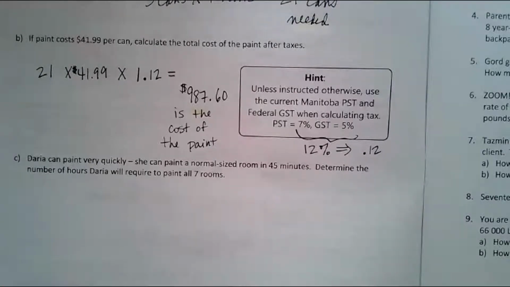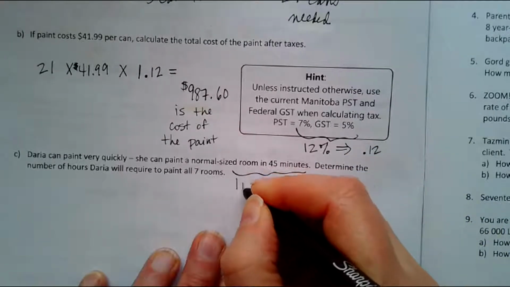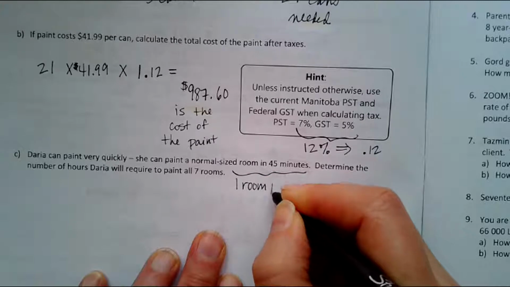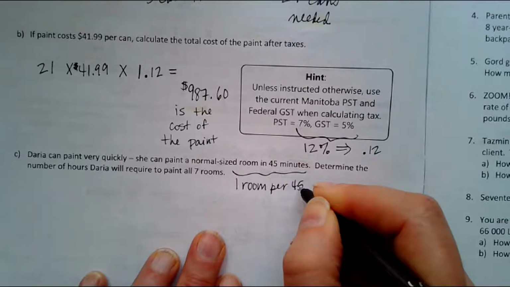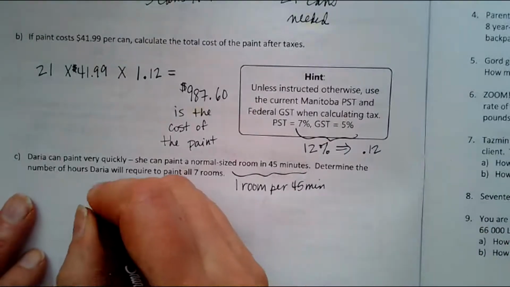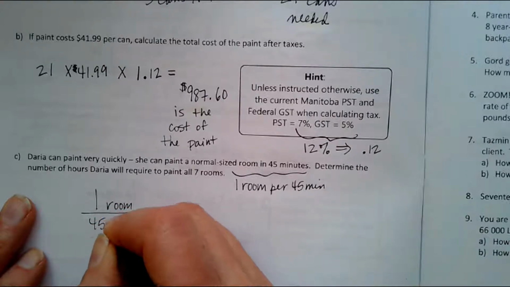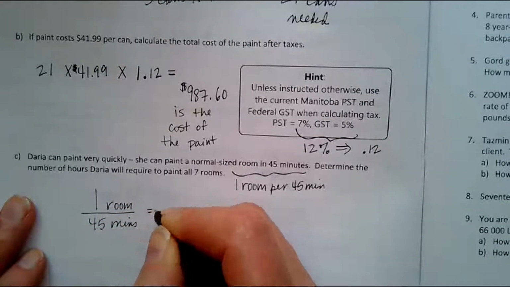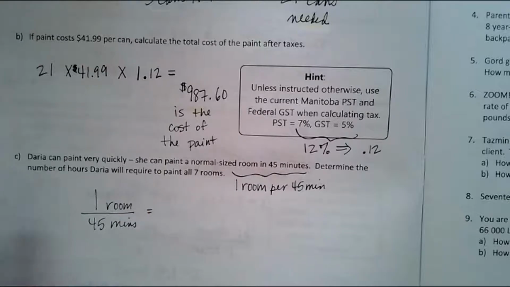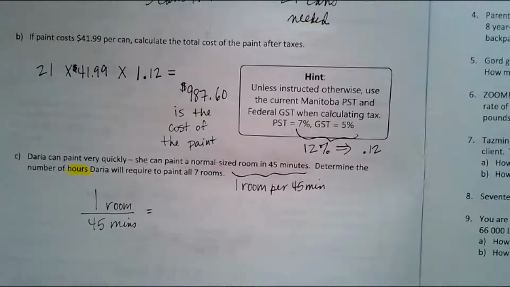Okay, there's a lot going on here, so I'm going to go back to my proportion method. She can paint a normal sized room in 45 minutes. So this is my statement, right? One room per 45 minutes, or 45 minutes per room. So I have one room, 45 minutes. Even though they're asking for hours, that's something I have to deal with later. I know I can easily convert minutes to hours.